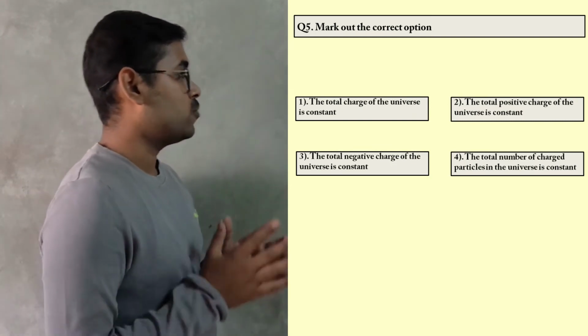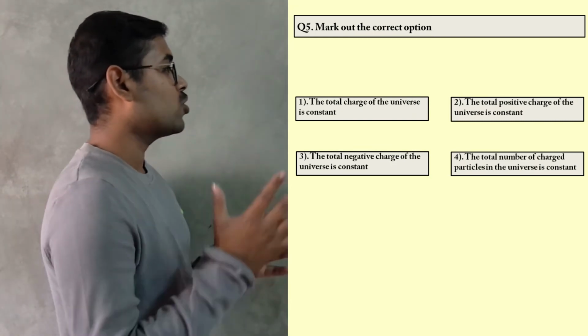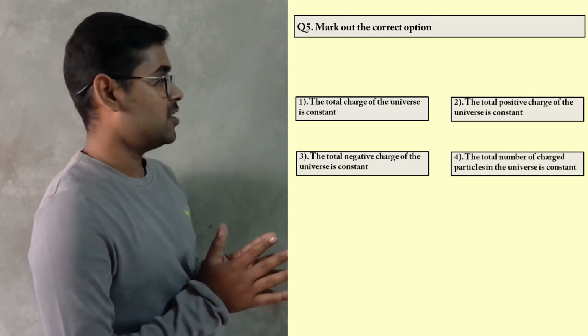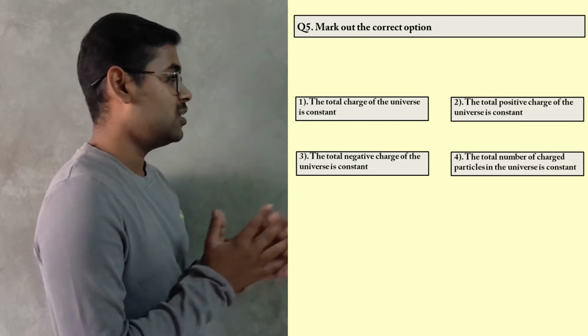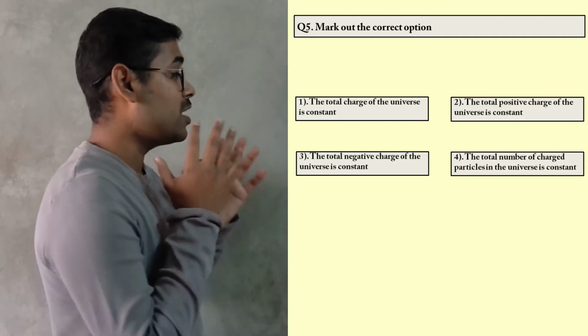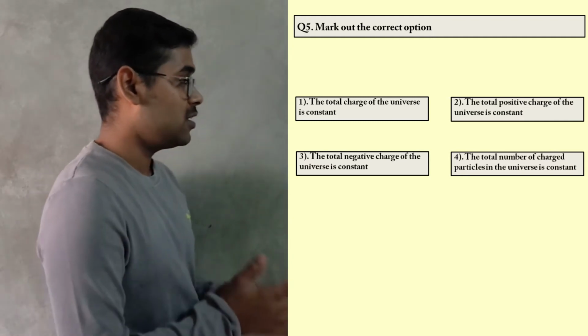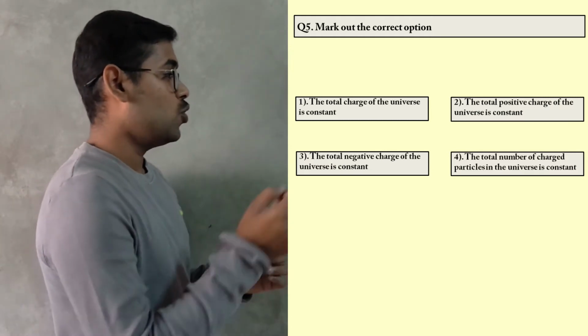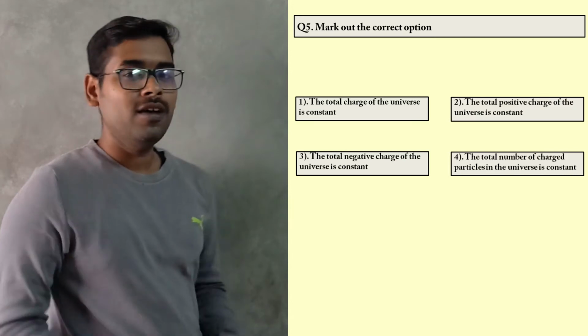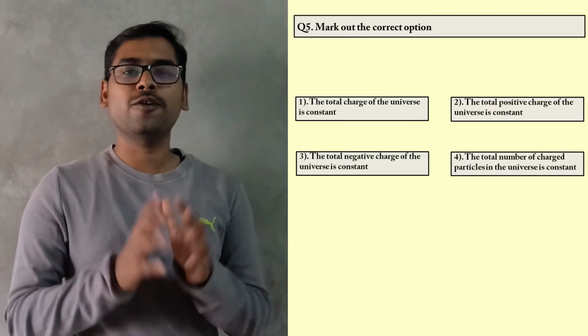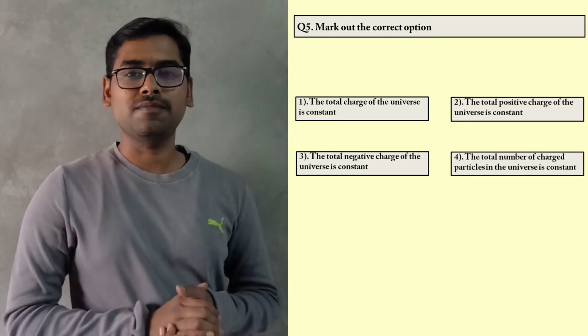Mark out the correct option. Option number 1, the total charge of the universe is constant. Option number 2, the total positive charge of the universe is constant. Option number 3, the total negative charge of the universe is constant. And option number 4, the total number of charged particles in the universe is constant. Guys, again pause the video and write down your answer in the comment section below.